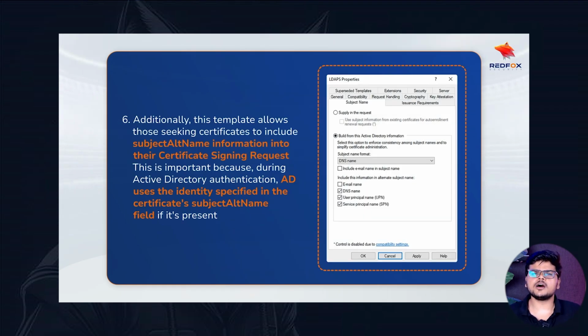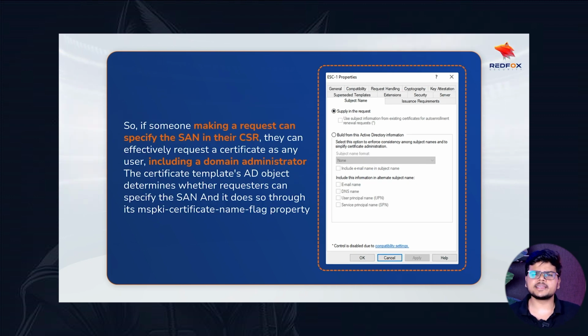Additionally, the template allows those seeking certificates to include subject alt name information in their certificate signing request. This is important because during Active Directory authentication, Active Directory uses the identity specified in the certificate's subject alternate name field if it is present. So if someone making a request can specify the SAN in their CSR, they can effectively request a certificate as any user, including a domain administrator.